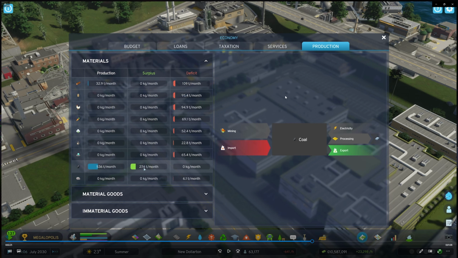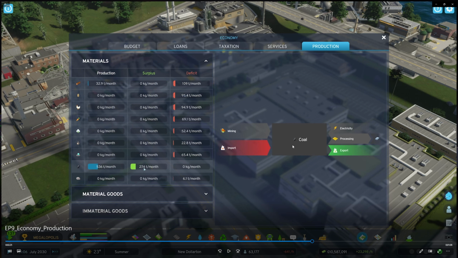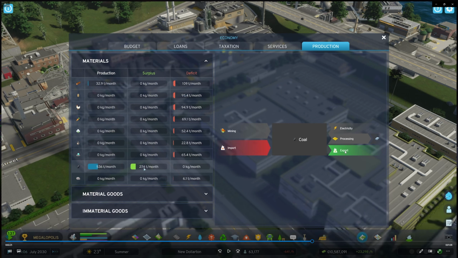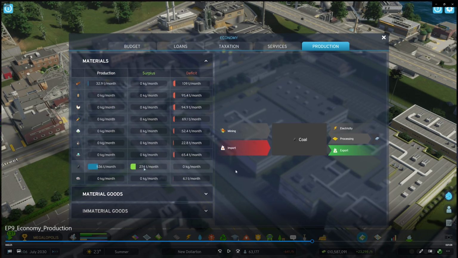So you can change that with new buildings, new extraction buildings, with taxation, or the location where your zone is also impacts that. But it's quite nice because you can see what it needs, and here you can see exactly how you can get coal. For example, you can mine or you can import, and what you can do with coal. You can produce electricity, you can process it into whatever that is, and you can also export that. This teaches you how to create your production chain.